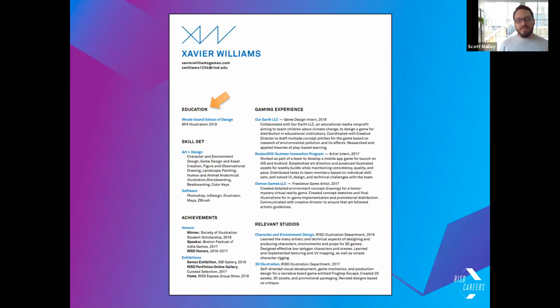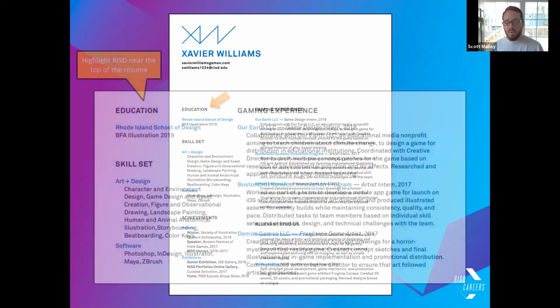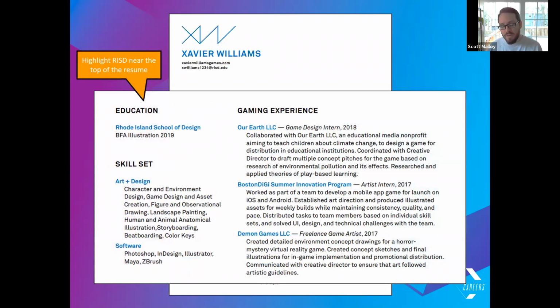So as you'll see in this example that we're looking at for Xavier Williams, education is really in a prime position on the resume. It's in sort of that upper left-hand corner. It's probably the first thing that you see, aside from Xavier Williams' name and contact information. It's probably the first thing that the person sees.